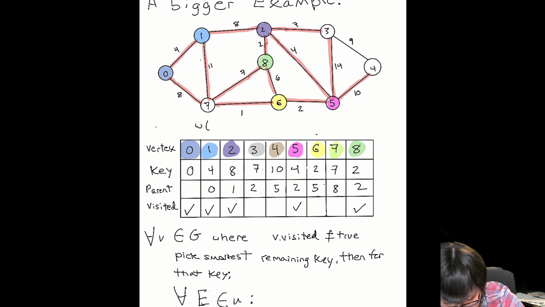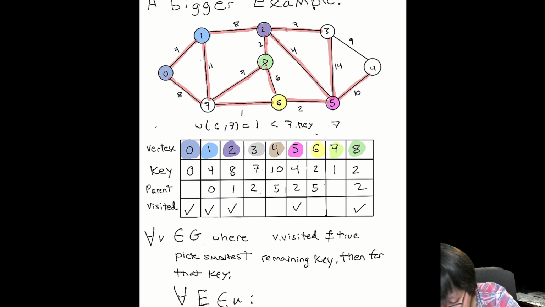So that is the weight from 6 to 7, which is equal to 1. And is that less than what we currently have in 7.key? And has 7 been visited? It has not been visited yet, so we're good in that regard. And 7.key is actually 7, so 1 is definitely less than 7. So this is one that's definitely going to get relaxed. We just saved 6 kilometers of cabling. Cox would be totally all over that one. And so the new source of that is going to be, of course, the one we're working with, which is 6. And we can then go ahead and say we are done.